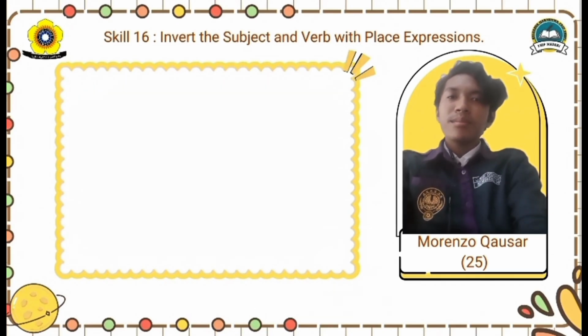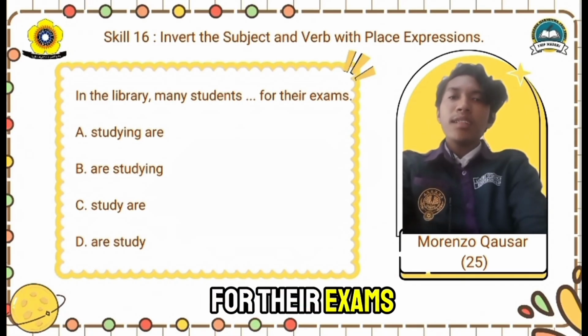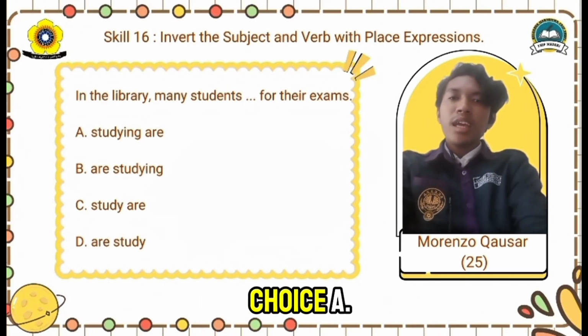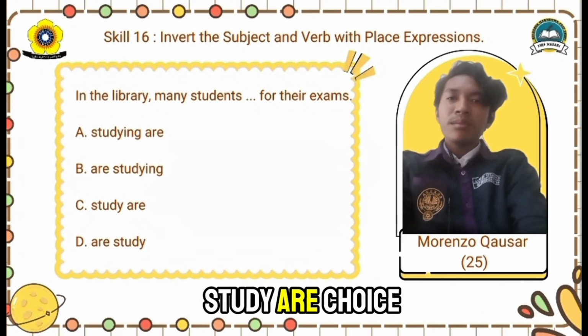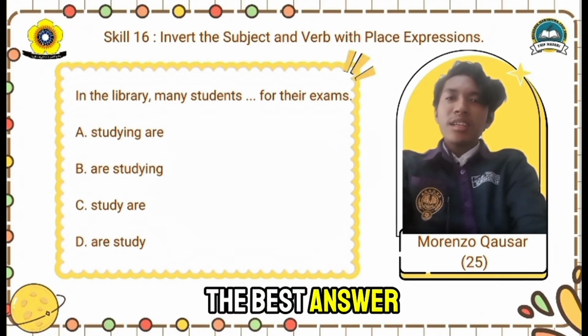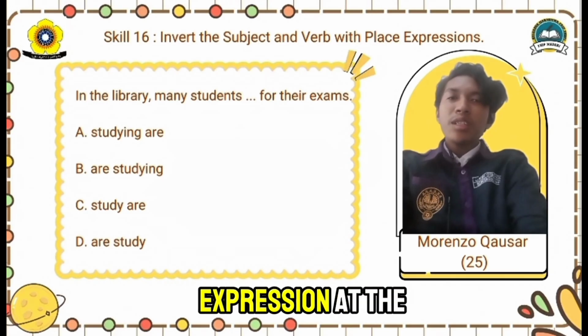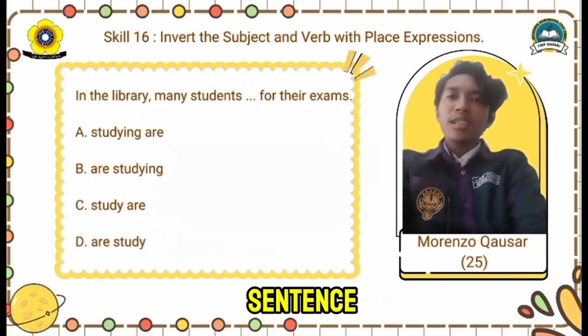Second, in the library, many students ... for their exams. Choice A, studying are. Choice B, are studying. Choice C, study are. And choice D, are study. The best answer is B, because a place expression at the front of the sentence contains extra information.